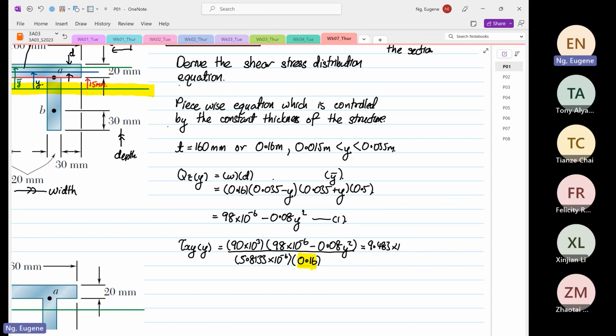times 10 to the power 6 minus 7.741 times 10 to the power 9, and this is y squared. Okay, so that is our equation. So this equation is only for the what? Flange.